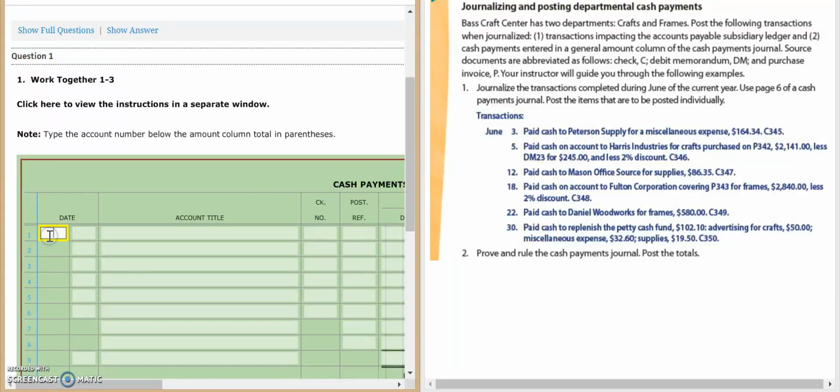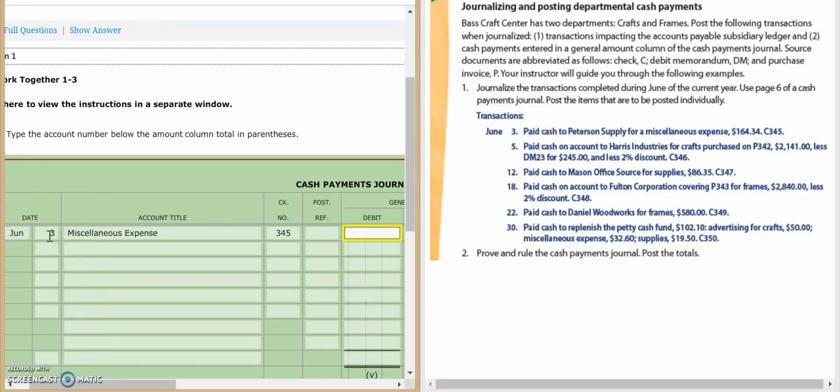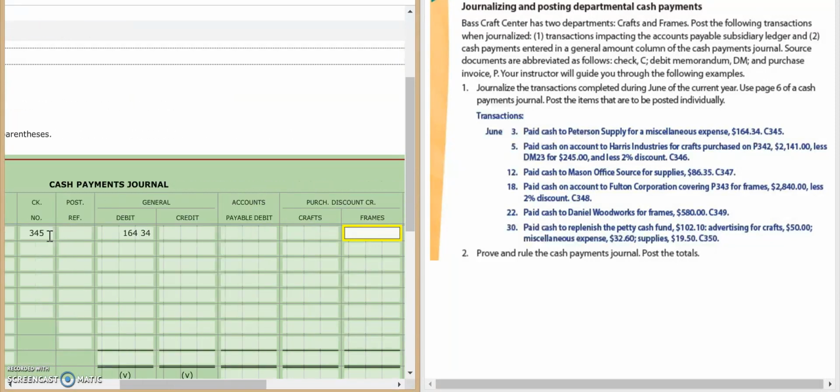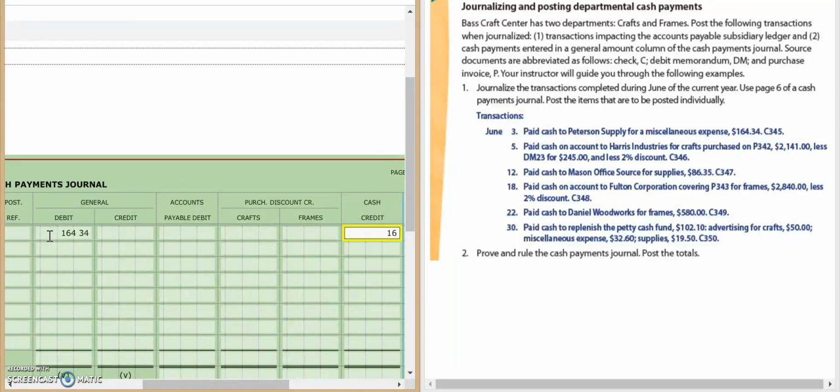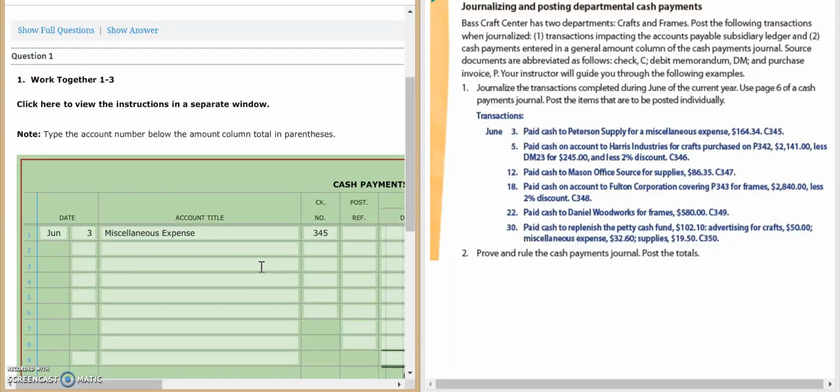Okay, so June 3rd, I'll come over here and put June 3 in. We paid cash to Peterson Supply for miscellaneous expense. So don't get tripped up that it says Peterson Supply. Remember what we're paying cash for, which is a miscellaneous expense. Our check number is 345. We're going to leave our post reference blank for right now. Miscellaneous expense is a debit of 164.34. And that means that our cash is going to be credited for 164.34. So that's our first transaction, an easy peasy one we've done about a bajillion times.